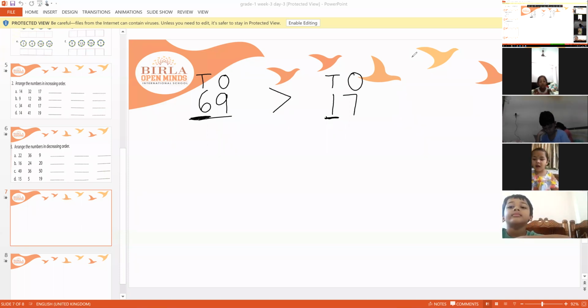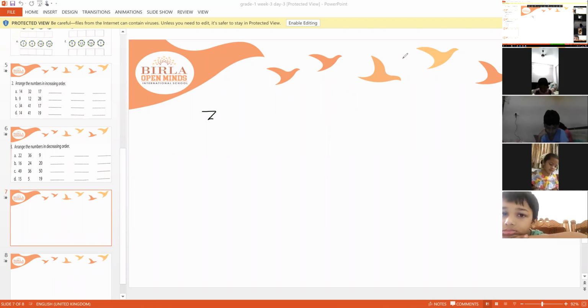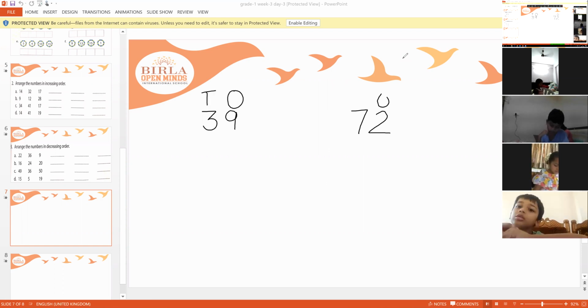The number 69 is greater than 17. Okay children, one more example we will take. The numbers are 39 and 72. Just look on your screen children. Again we will see the numbers in ones and tens place. See here children, in number 39, in tens place we have 3. And if we talk about the number 72, in tens place we have 7.